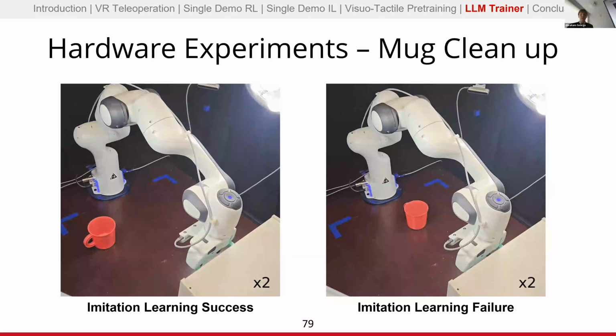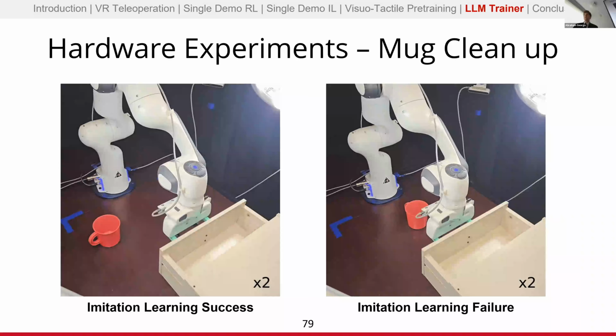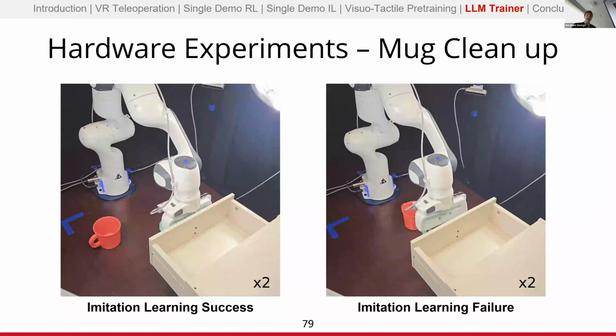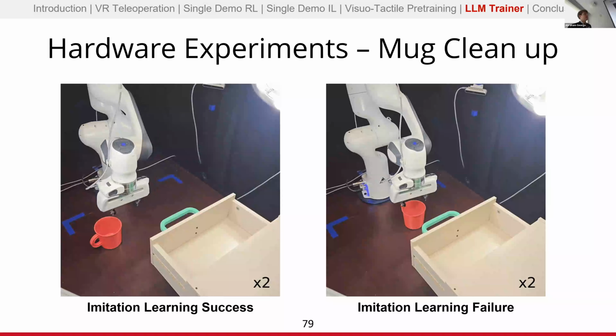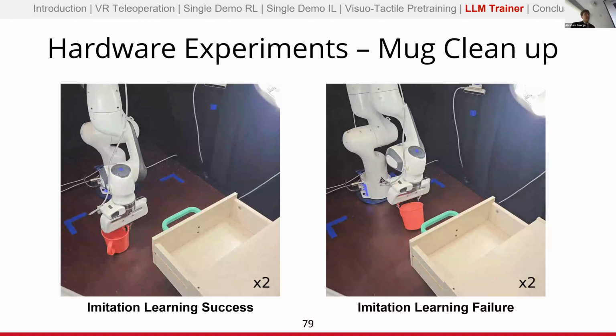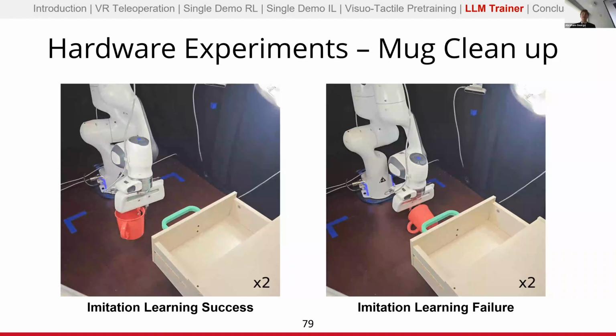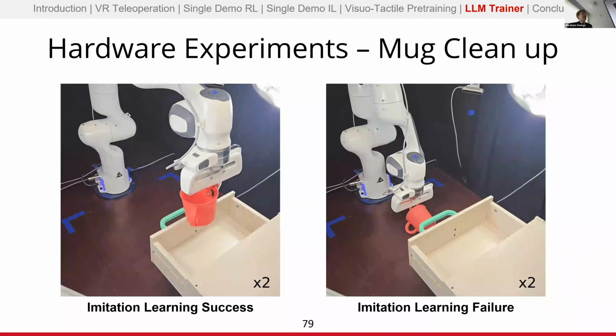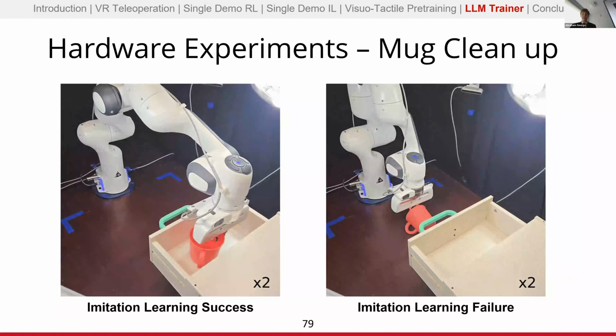Here are our imitation learning policies. These can adapt, so they never get caught on the handle, but because it's imitation learning, sometimes it has issues with exact object localization. For example, here we can see that it gets kind of stuck on the edge of the mug and then accidentally knocks the mug over. And once the mug gets knocked over, it's pretty unrecoverable.